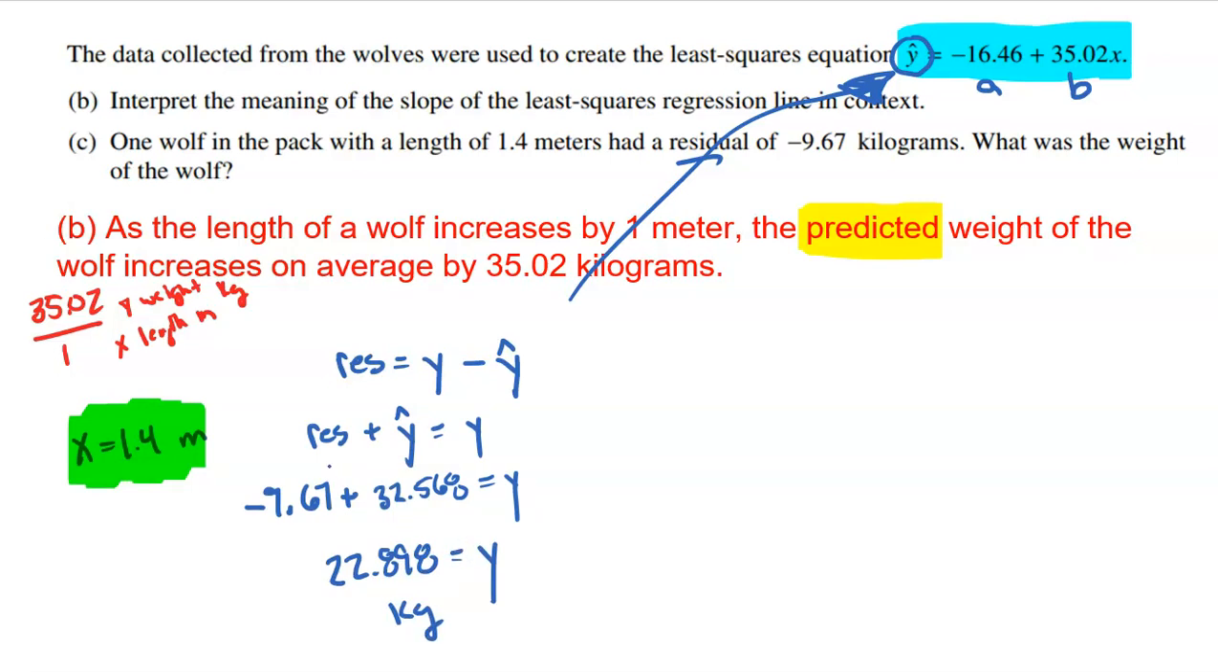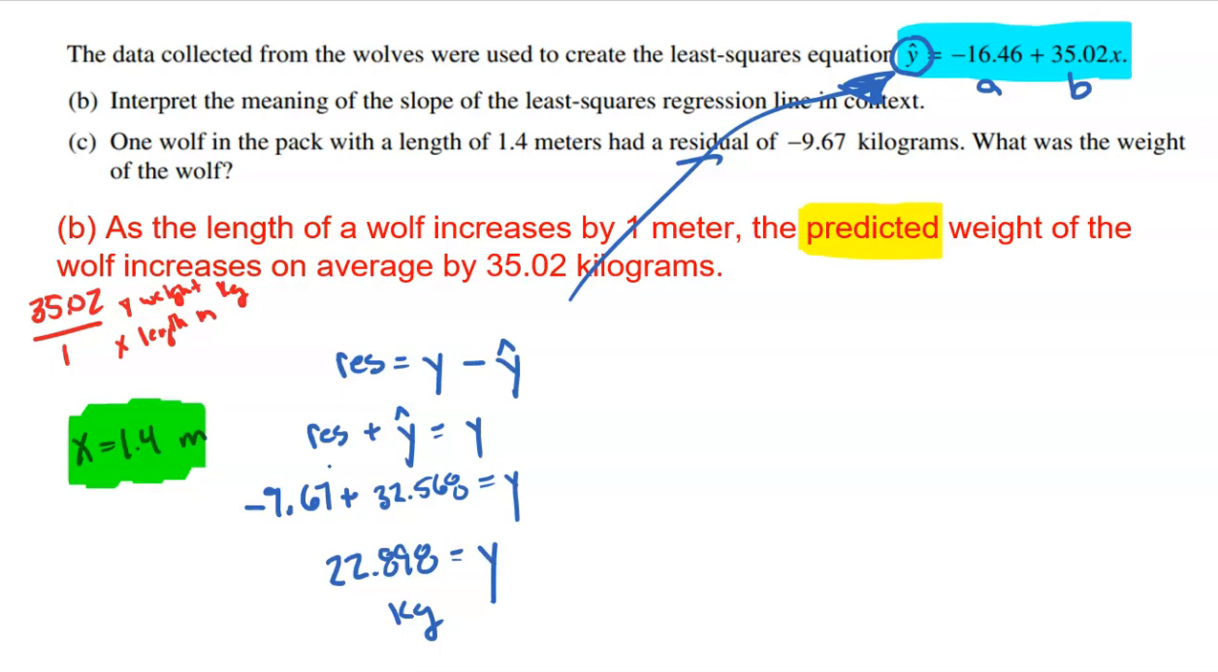That should make sense because remember, a negative residual means that the actual weight of the wolf was below predicted. In this case, I'd say well below predicted. 9 kilograms is kind of a lot. So this actual wolf weighed 22.898 kilograms, even though we predicted it to weigh 32.568 based on our equation. All right, that's it for this problem.